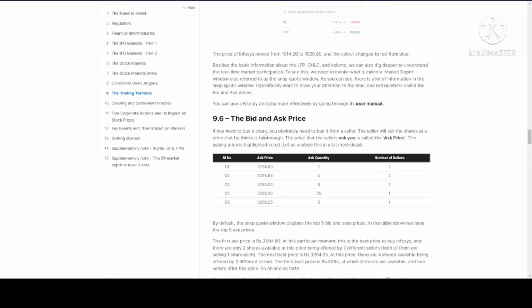If you want to buy a share, you obviously need to buy it from a seller. The seller will sell the shares at the price that he thinks is fair enough. The price that the sellers ask you is called the ask price. The asking price is highlighted in red. Let us analyze this in a bit more detail.